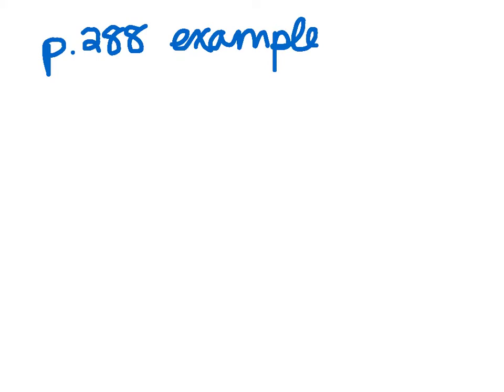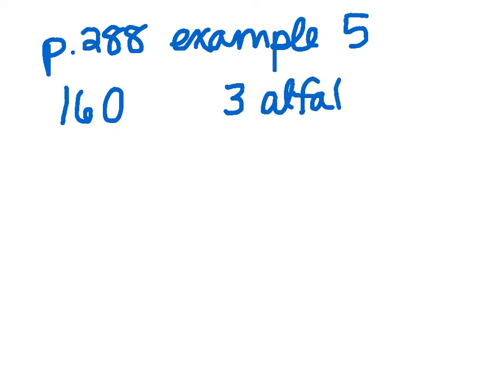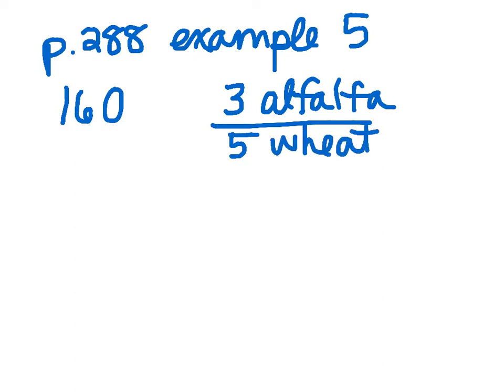But essentially, 160 acres are being planted in a ratio of 3 acres of alfalfa for every 5 acres of wheat. I think from problems of the day and SSAT prep and whatnot, you pretty much know how to do these, the shortcut. But I'm going to show you the algebra that goes with that.